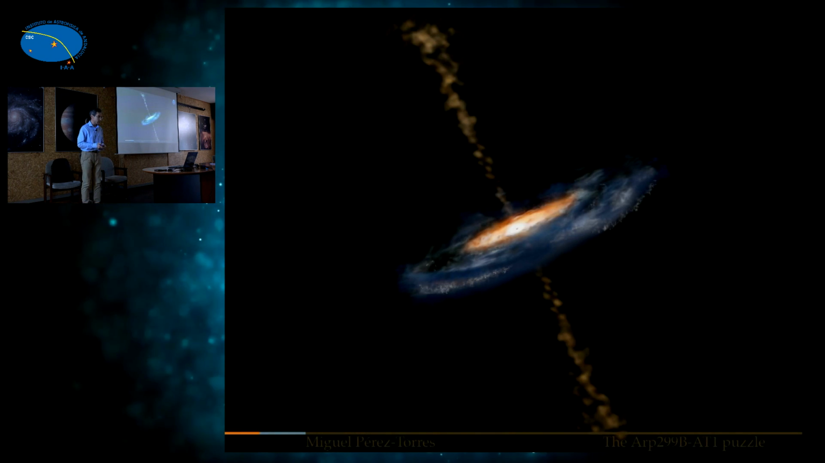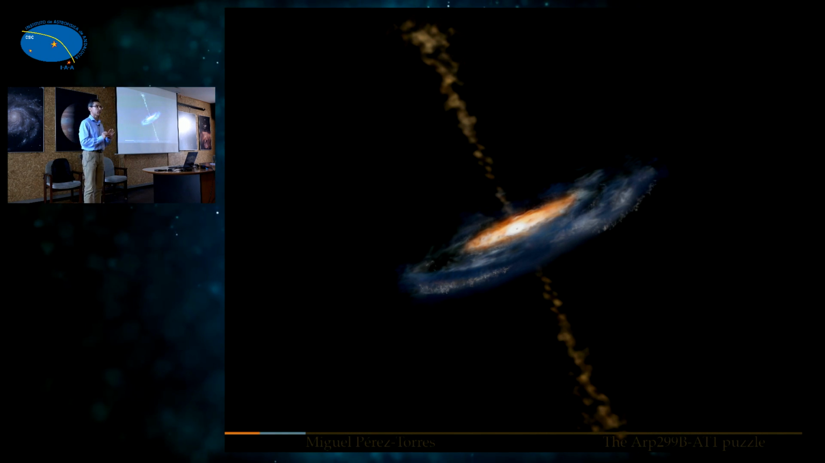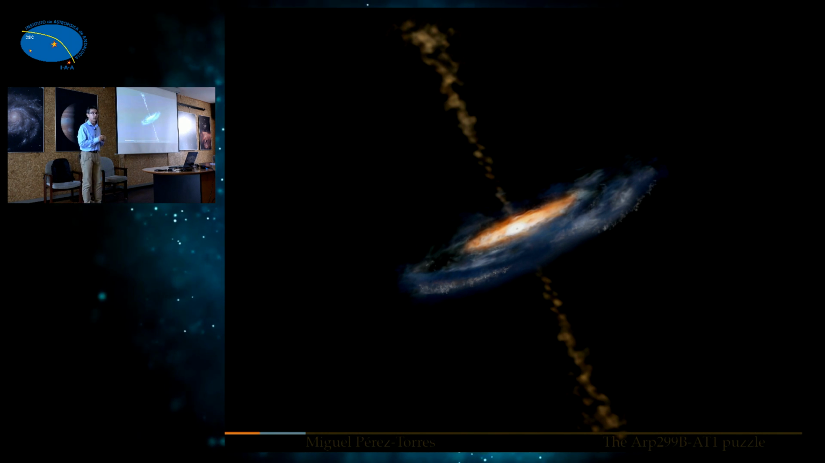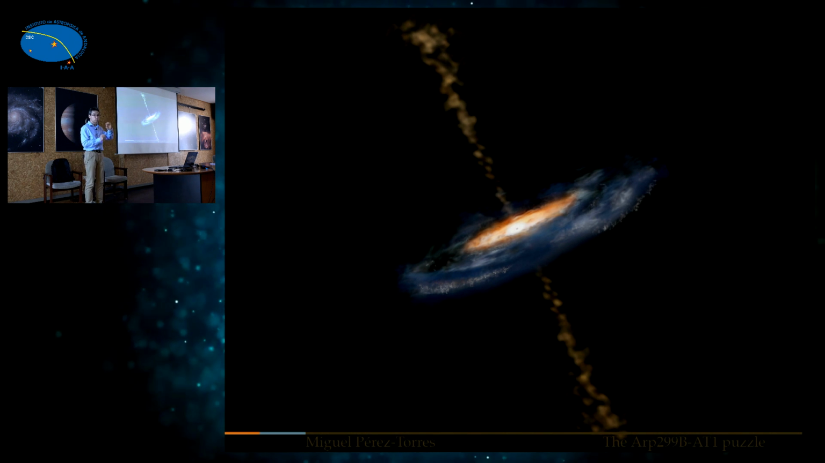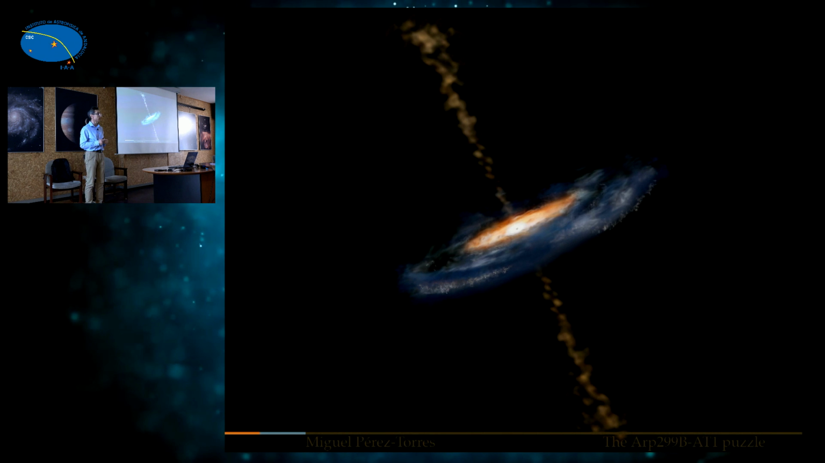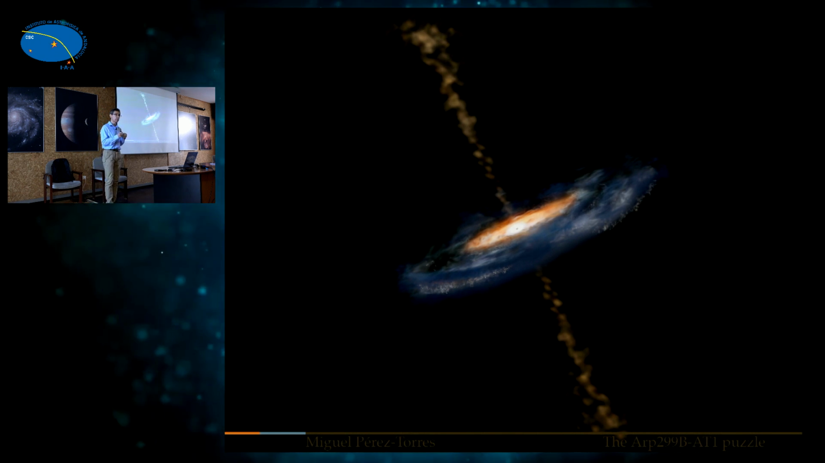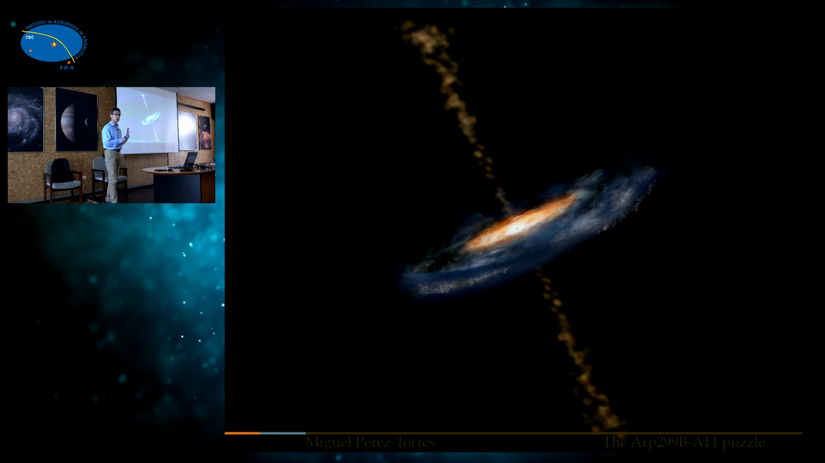So let's start with a standard picture of what a jet in an AGN is. What we see here is a jet. You see the two sides of the jet, so it's actually two jets coming in opposite directions. And we have the AGN at the center, which is surrounded by an accretion disk and a torus.